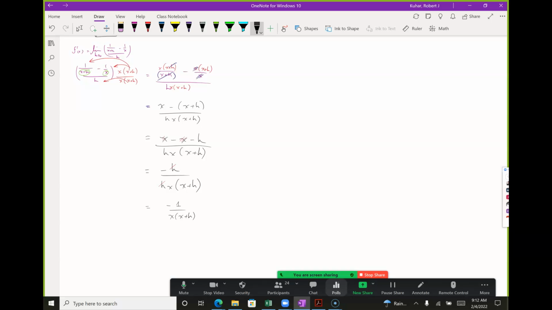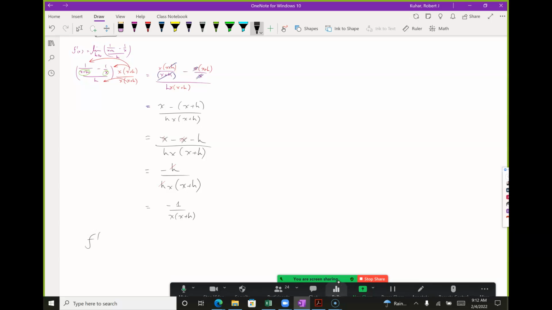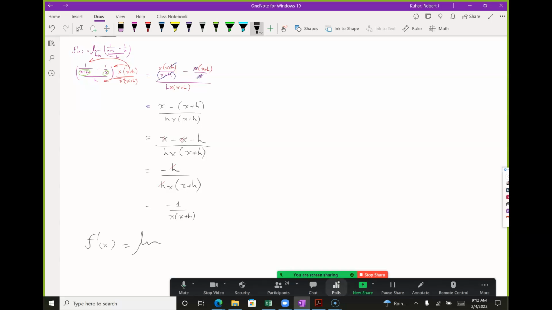So I'm ready to take my limit now, right? I know f prime of x is the limit as h goes to 0 of negative 1 over x times x plus h. And that is negative 1 over x times x plus 0. And you can see it's negative 1 over x squared. Boom, done.